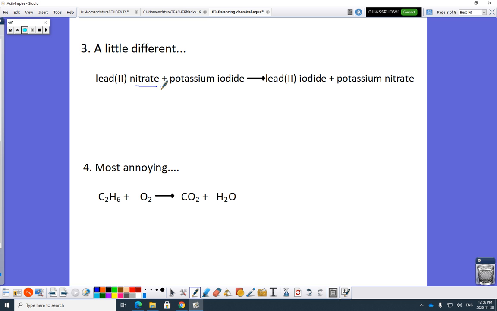This is nitrate, so is this, right? So you can count the nitrates together. You don't have to count nitrogen and oxygen separately. So ATE, that's nitrate on the back of the periodic table, right? And then lead, so the 2 crosses all the way across.